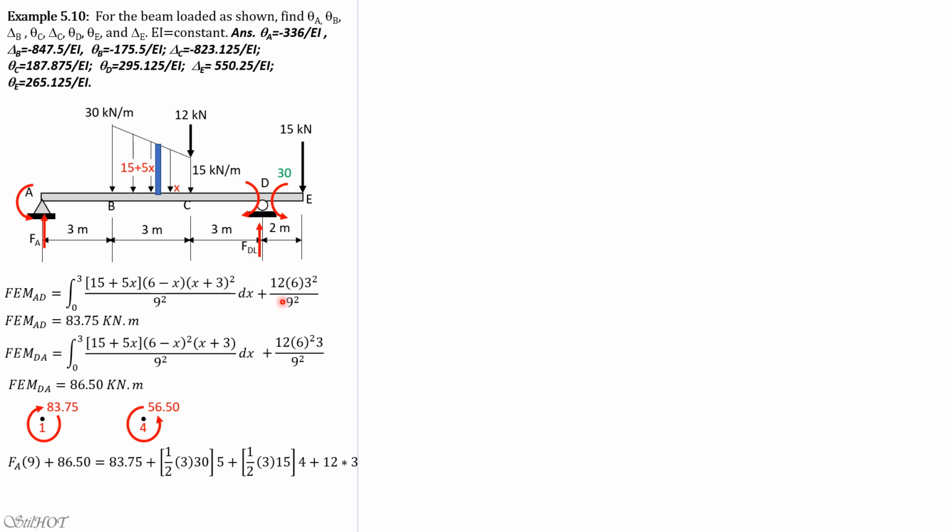The equals 35 plus 1/2 of 3 times 30, the area of the triangle, times 5. 2/3 of 3, 2 plus 3, 5. That's 1/2 of 3 times 15 times moment arm 4. 1 plus 3 is 4. Plus 12 times 3. So FA is equal to 1396 over 36 kilonewtons.